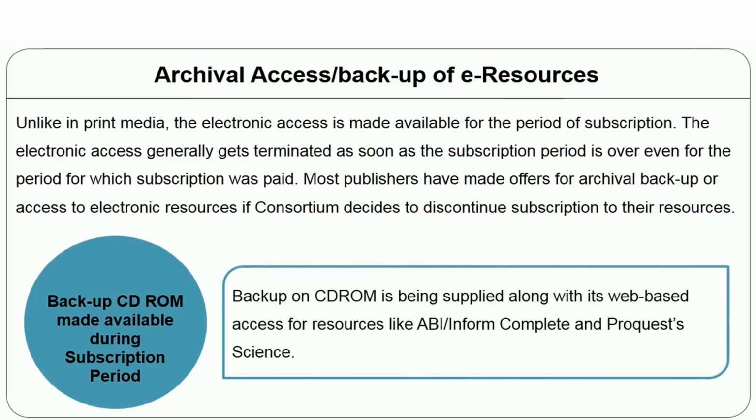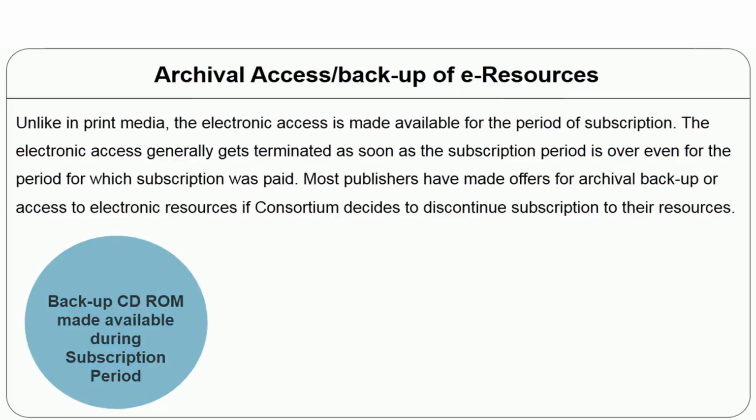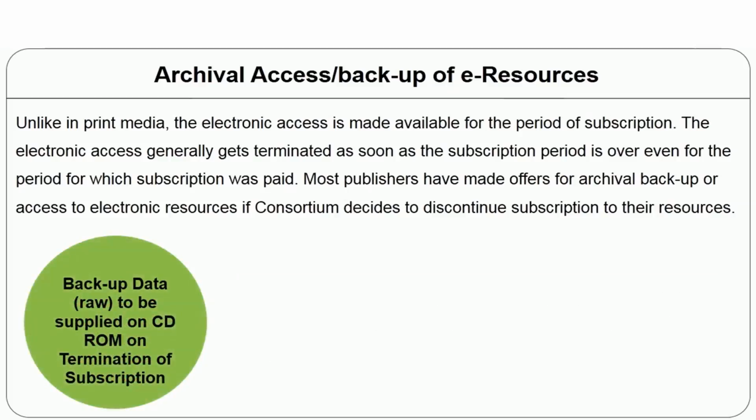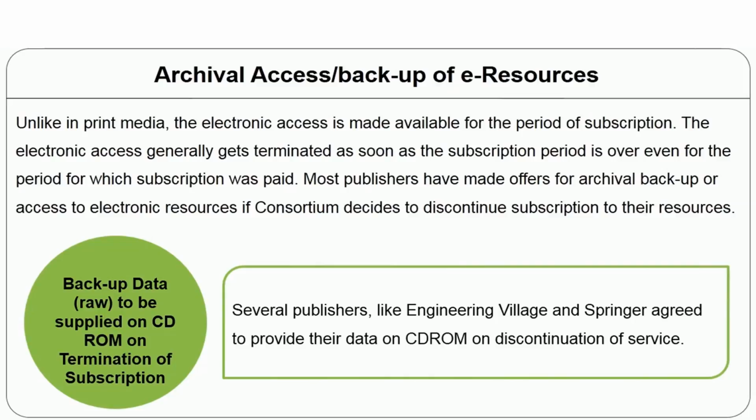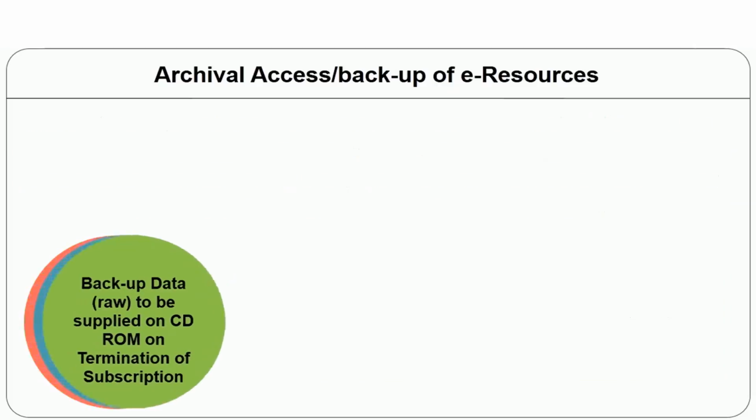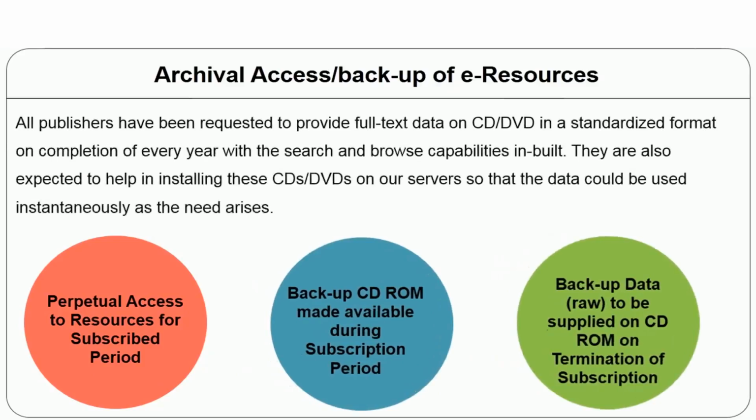So backup on CD-ROM is being supplied along with its web-based access for e-resources like ABI Inform Complete and Proquest Science. Backup in terms of CD-ROMs on termination of subscription, that is the raw data. Several publishers like Engineering Village and Springer have agreed to provide their data on CD-ROM on discontinuation of the service. All publishers have been requested to provide full text data on CD or DVD in a standardized format on completion of every year with the search and browse capabilities inbuilt.